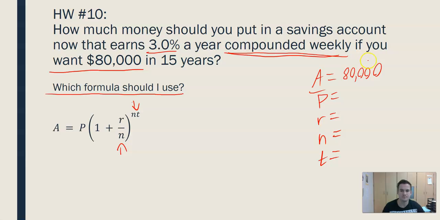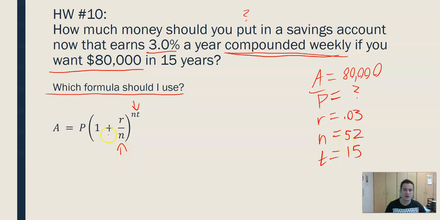$80,000. Okay, how much do I need to start with? How much am I starting with? My principal. Well, I don't know. That's what I'm trying to find. What's my interest rate? My interest rate is 0.03. What's my N? My N is how many times in the year it's being compounded. Weekly, so that's 52. And my time is 15 years.